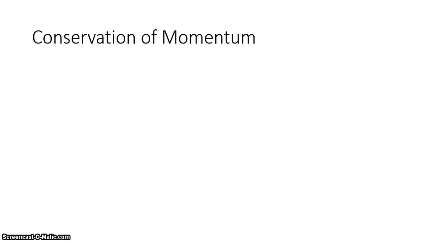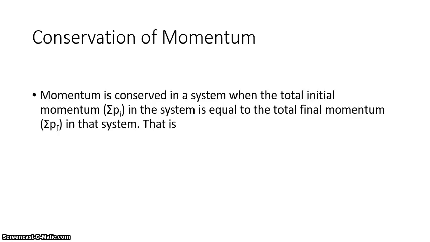Okay, so now that we understand that, let's go ahead now and talk about conservation of momentum in a given system. When we say that we have conservation of momentum, what we're saying is momentum is conserved in a system when the total initial momentum in that system is equal to the total final momentum in that system. Written in equation form, the total initial momentum is equal to the total final momentum.